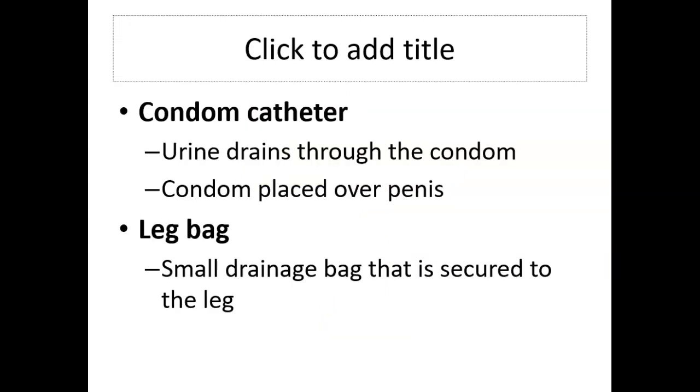There's a couple other things. So there's a condom catheter and a leg bag, and these are things that you should be familiar with. A condom catheter goes over the penis and it helps to drain urine. So it's not inserted into the body, but it's an external type of a catheter. And then a leg bag is just a small drainage bag that's secured to the leg. And so it makes the person who's using this a little bit more mobile and able to get around.